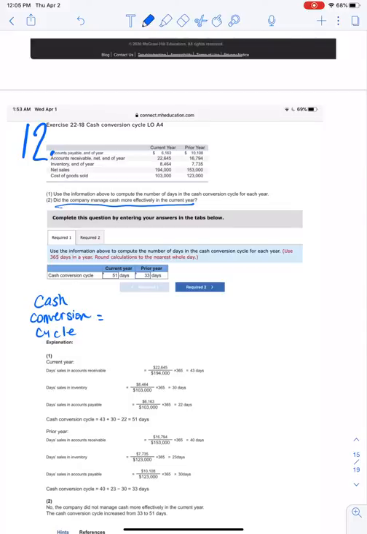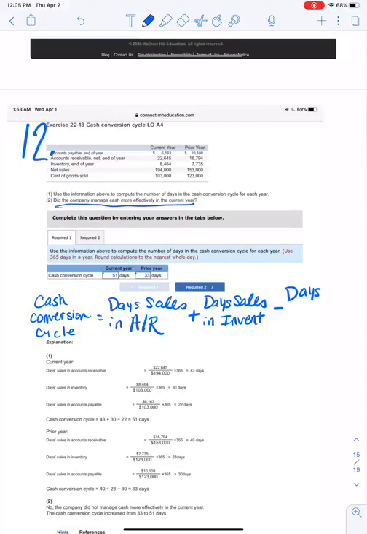So we'll see exactly how this works, but the way this is going to fall out is as days sales in AR, this is accounts receivable, I'm just abbreviating for the sake of space, plus days sales in inventory, minus days payable outstanding. So this is how many days our payables are actually out there. Now I'm just going to follow down through here and write out these formulas for us. I'm going to label these as 1, 2, and 3.